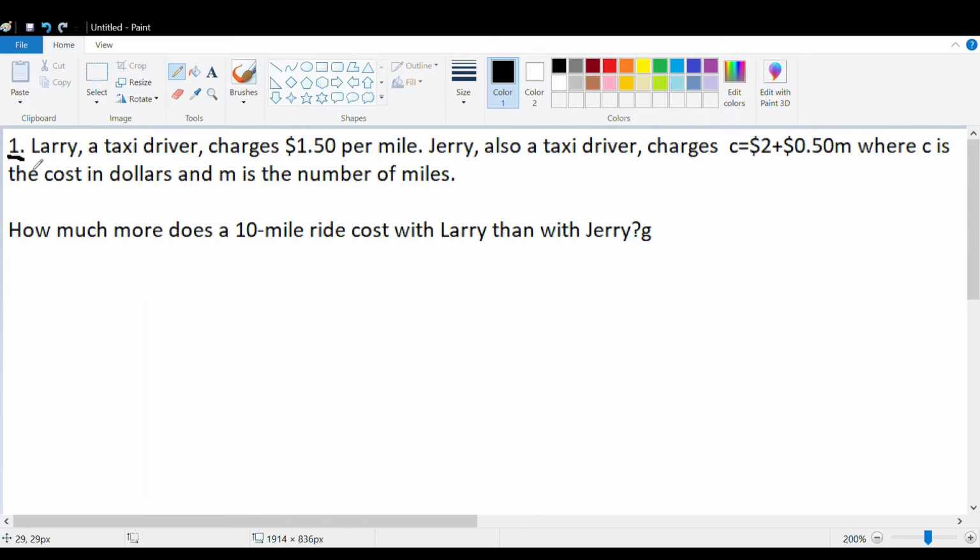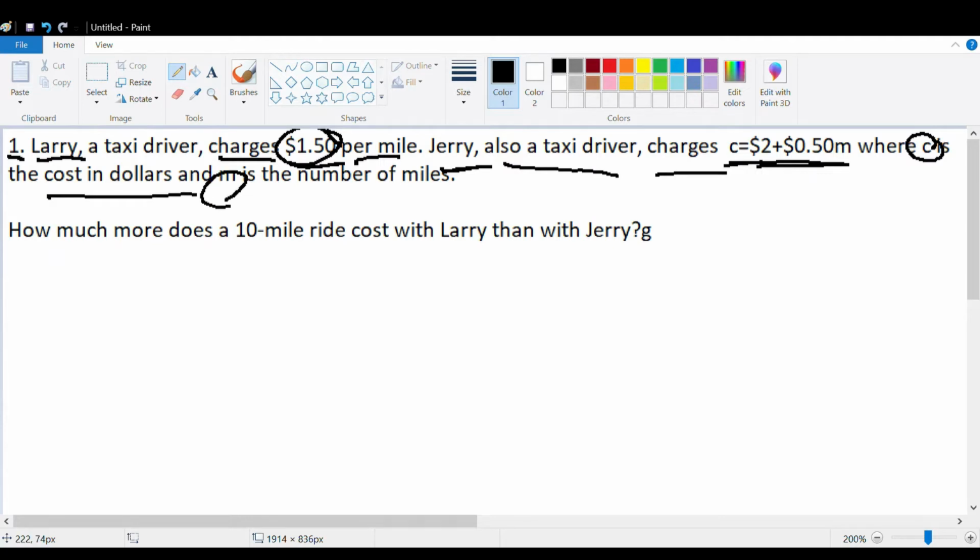Number 1. Larry, a taxi driver, charges $1.50 per mile. Jerry, also a taxi driver, charges C equals 2 plus 50 cents times M, where C is the cost in dollars and M is the number of miles. So Larry just charges $1.50 per mile, whereas Jerry charges a whole equation for the total charge.